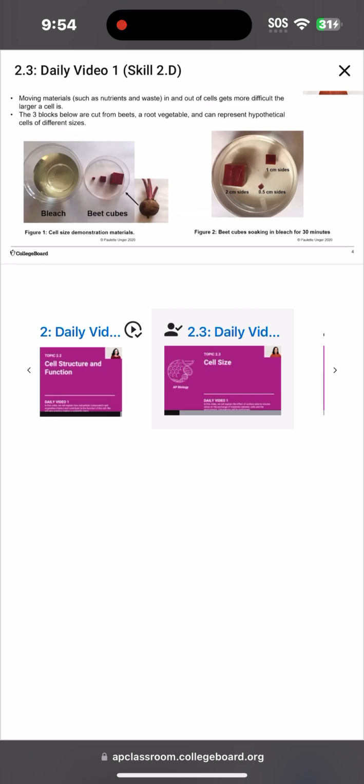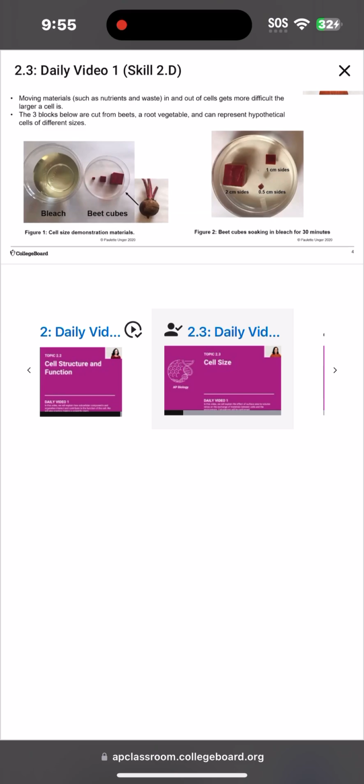And I left these cubes in this dish, and then I poured bleach over them to cover them completely, and I let them sit for 30 minutes to soak. And I used bleach because the beet cubes will turn white when exposed to the bleach, so it would be easier for me to observe how much of the bleach was able to move throughout each cube. So you ready to see the results?